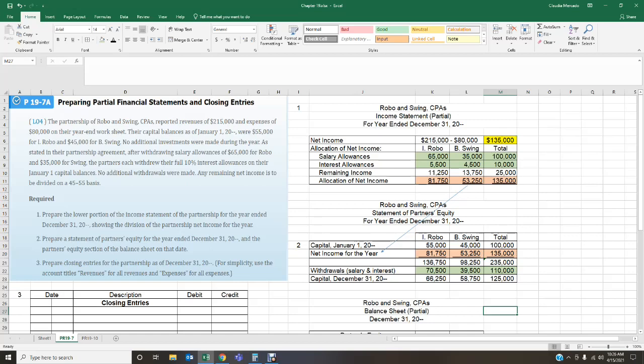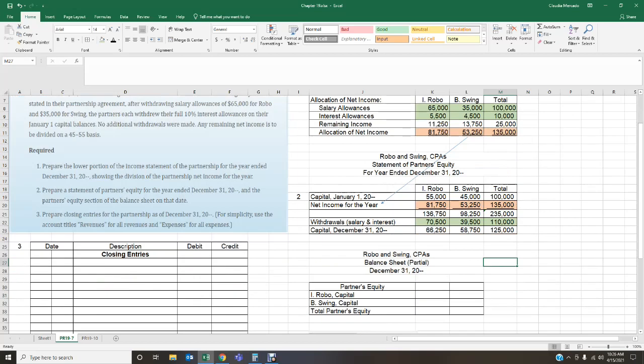So that is the first requirement. And then they're asking us to prepare the partners' equity section of the balance sheet on that date. So we've got the partners' equity down here. This is a partial balance sheet for December 31st, and they're only wanting us to work on the partners' equity section. So I've got my two partners, Robo and Swing.